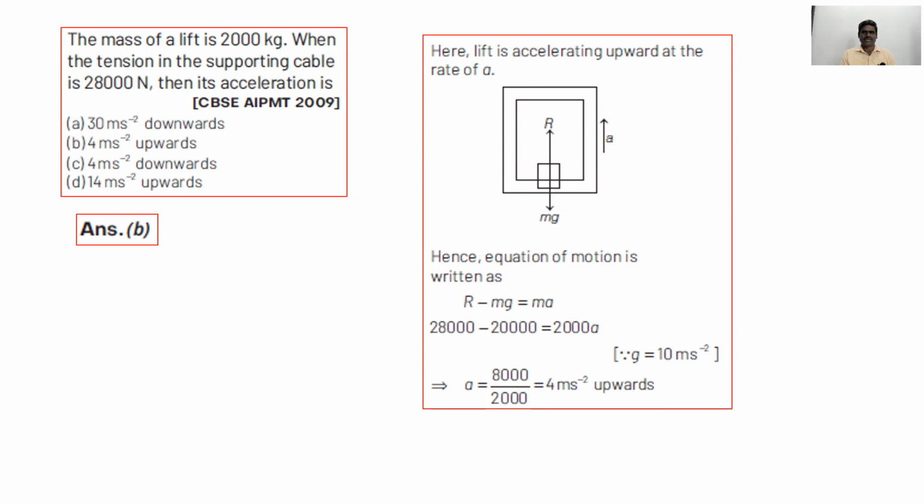Here, as the lift is accelerating upward at the rate of a, from the free body diagram, R minus mg equals m a, and R is the tension T, or apparent weight. That is 28,000 minus m g, where the mass of the lift is 2000 so mg is 20,000, equals 2000 a, and a equals 8,000 by 2000, which gives 4 meter per second square acting upwards. That is option B.